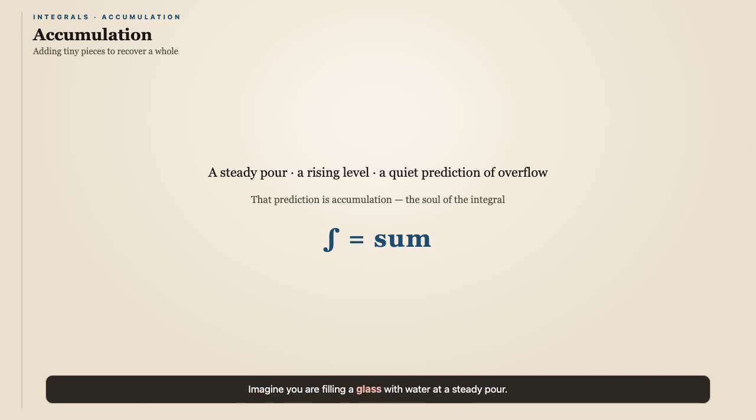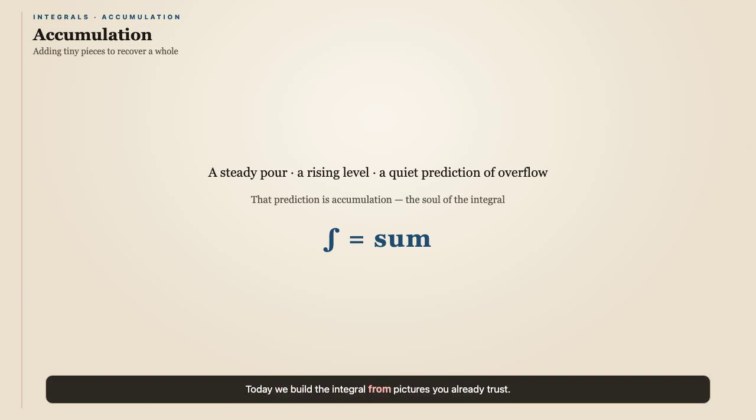Imagine you are filling a glass with water at a steady pour. Without a clock, without a ruler, you can often sense when the glass is about to overflow. Your mind is tracking how fast the level rises and how much room is left. That quiet prediction is not magic. It is accumulation. You are adding tiny amounts of water over time until a total appears. Integral calculus is the formal language of that idea, adding many small pieces to recover a whole.